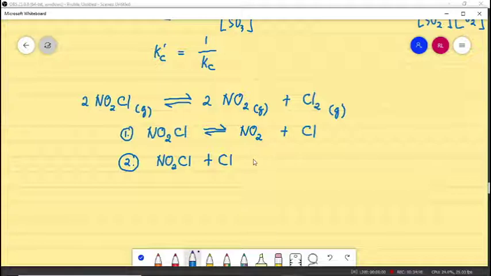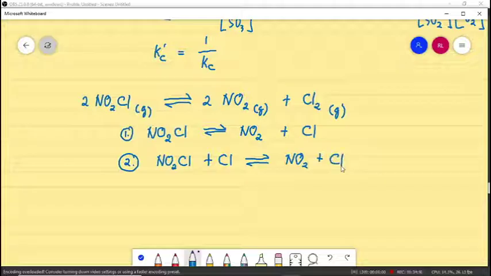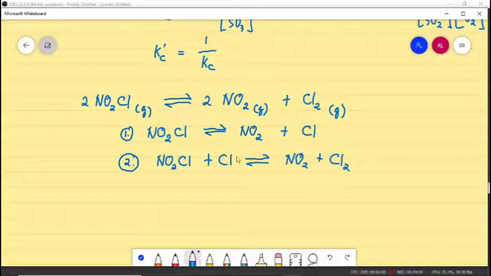At ang nabuo naman niya is nitrogen dioxide and chlorine gas, yung diatomic, no longer the monatomic. So, paano nawala sa overall reaction itong monatomic chlorine?